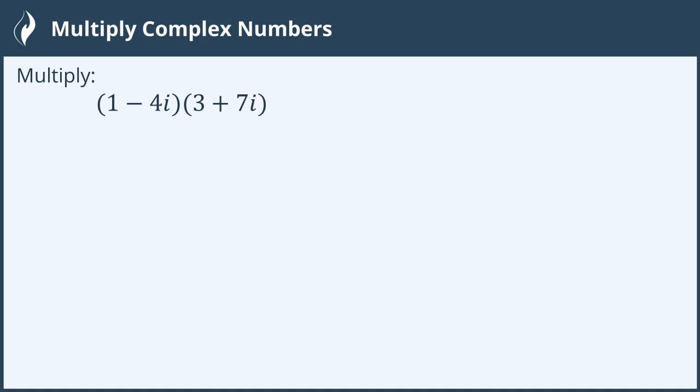Okay, with two binomials, but what makes them complex is that there's an i there. Now, I want to remind you that i equals the square root of -1. Okay, so I just wanted to remind you that that's there. And I also want to remind you that i squared equals -1, because if we square that, we're going to get the -1, right?